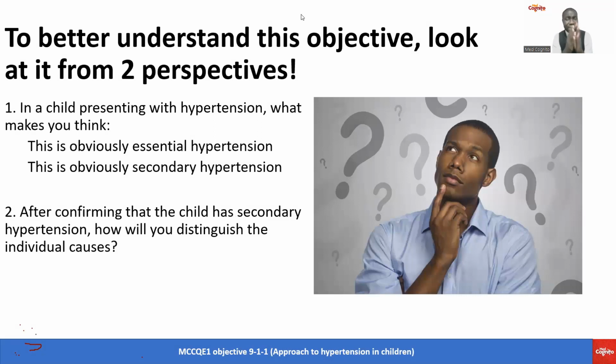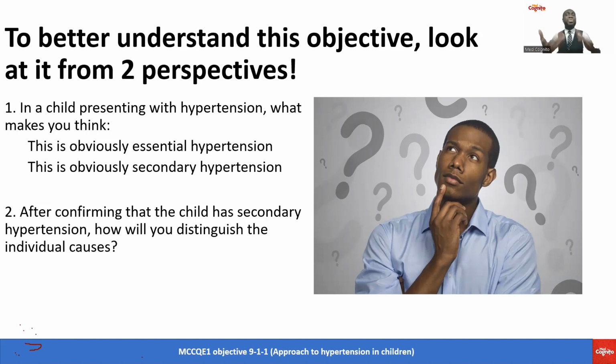To better understand this objective, you have to look at it in two perspectives. The first thing is that in a child with hypertension, what makes you think that this hypertension is essential hypertension? And what makes you think that this hypertension is secondary hypertension? Number two, after confirming that the child has secondary hypertension, how will you distinguish the individual causes of secondary hypertension?